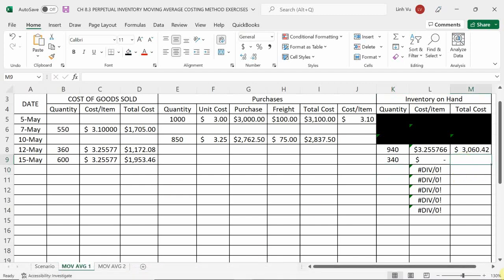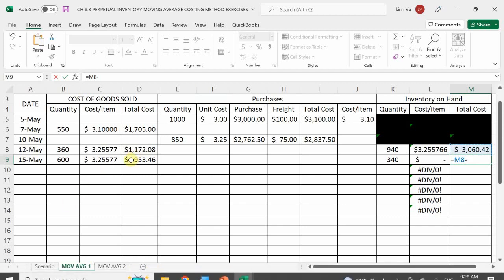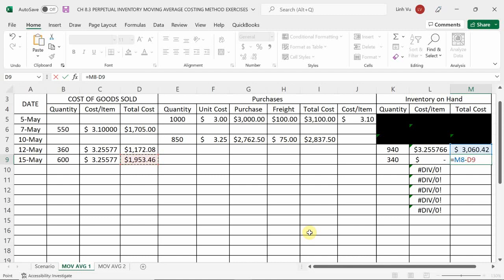Okay. And then now we need to recalculate this because now I'm at 3,060.42 minus 1953.46. So how much should I have left? 1,106.96. Yes, exactly what you just said. So then now I can recalculate my average cost and look at the difference. Here it now dropped by, what is that? A 10,000th of a penny, right? Now it's 3.25576 instead of 66. So that's what I meant.